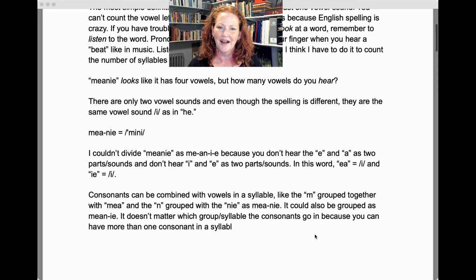And then consonants can go either way. You can put them in on one side or the other side. It doesn't matter if I put the M in one group and the N in another group, or I put that in the first group. It doesn't matter.